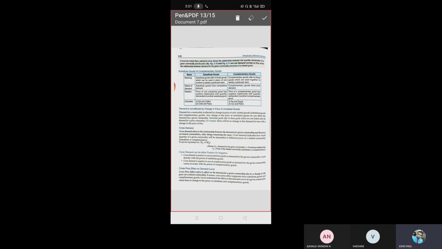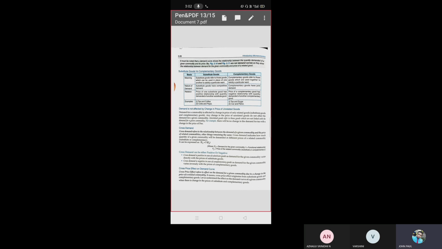Okay, when tea is a given commodity and coffee is a substitute goods. Okay, so an increase in price of coffee will affect the increase in demand of tea, and decrease in price of coffee will affect the decrease in demand of tea. That is what positive cross demand.